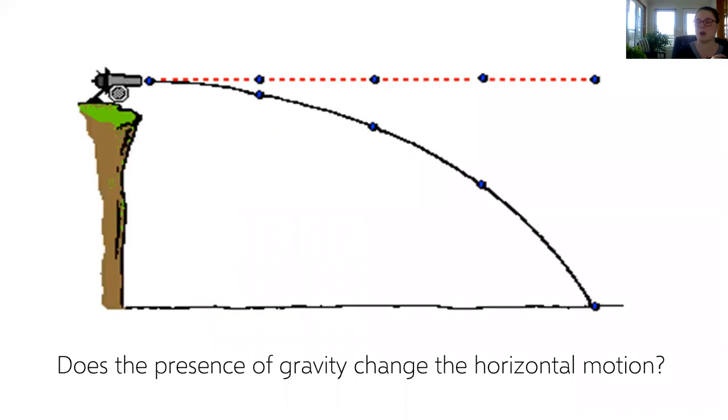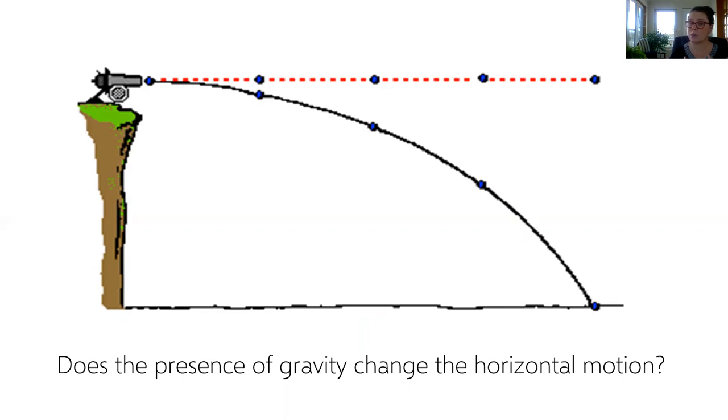So, to pop back to this one, does the presence of gravity change the horizontal motion? Well, you saw on the plane, as the plane flies, the parcel stayed lined up directly underneath of it. So if we could have ignored gravity and just looked vertically, they would have stayed in line. That tells me that the presence of gravity does not change horizontal motion. Gravity only impacts the vertical direction.